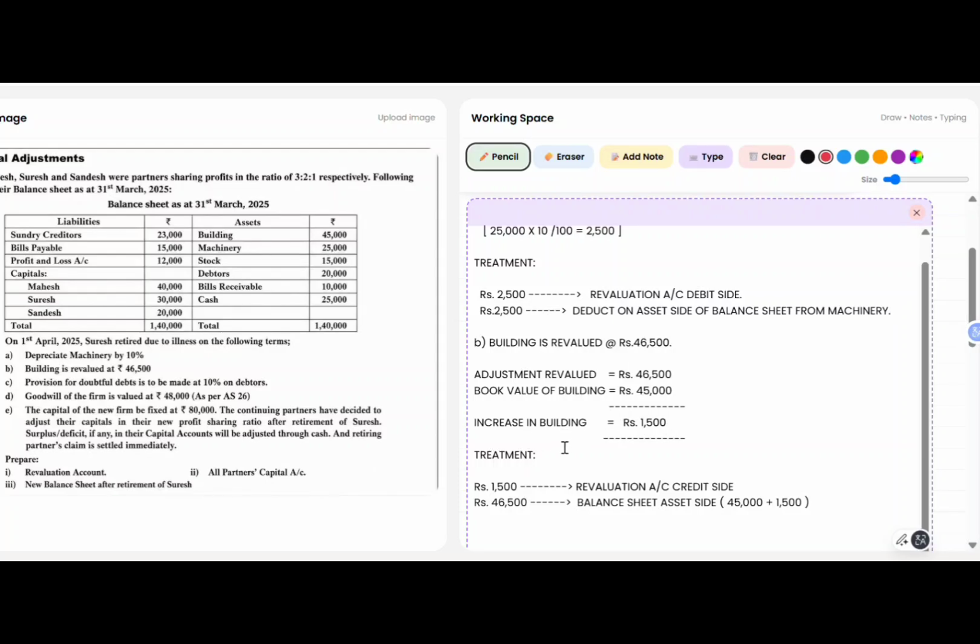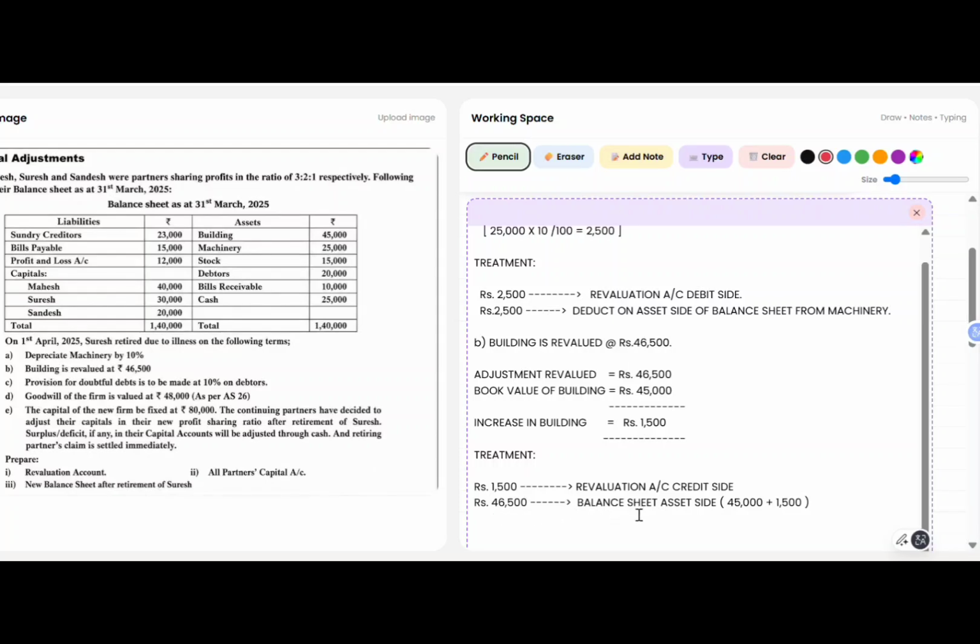So what is the treatment for this? The treatment is that this 1,500 is the increase in the value of the building, which is an income for the firm. So 1,500 should be written in the revaluation account on the credit side. And in the balance sheet, we can directly write the new value on the asset side. The new value is 46,500.